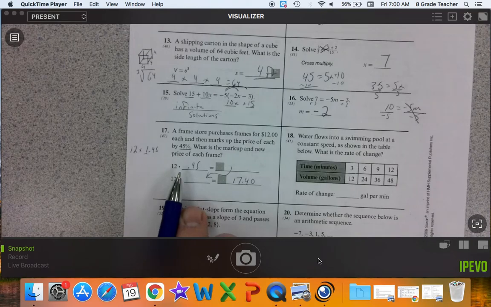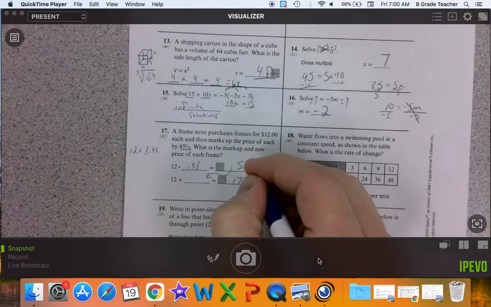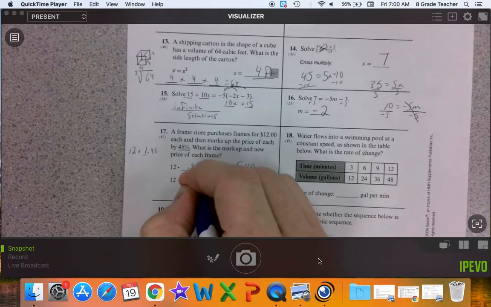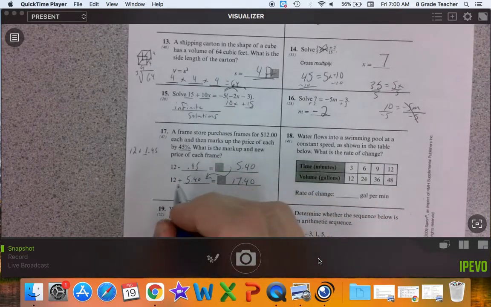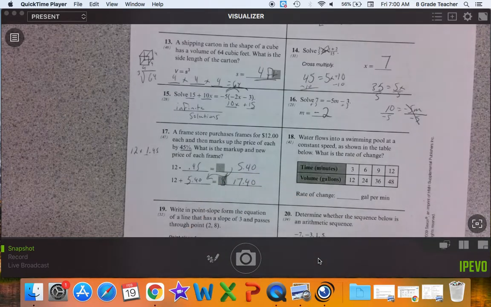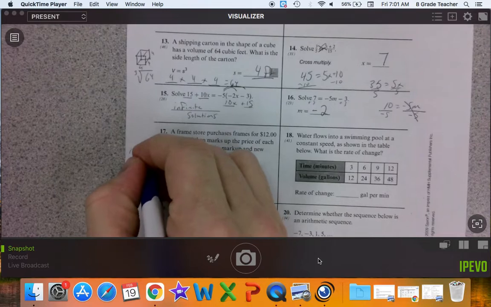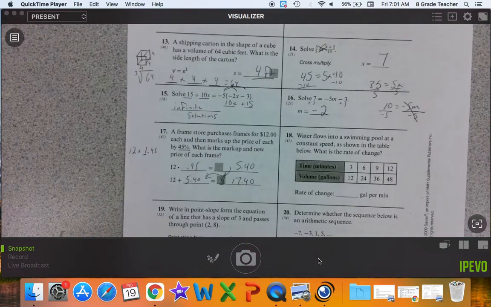If I go back to do it the original way just to check my answer, 12 times 0.45 is 5.4, $5.40. If I add $5.40 for the markup to the original price, 12 plus 5 is 17, and 40 cents gives me my final value. So both methods will give you the same answer. This just gives you that little shortcut to use and multiply by 1.45.